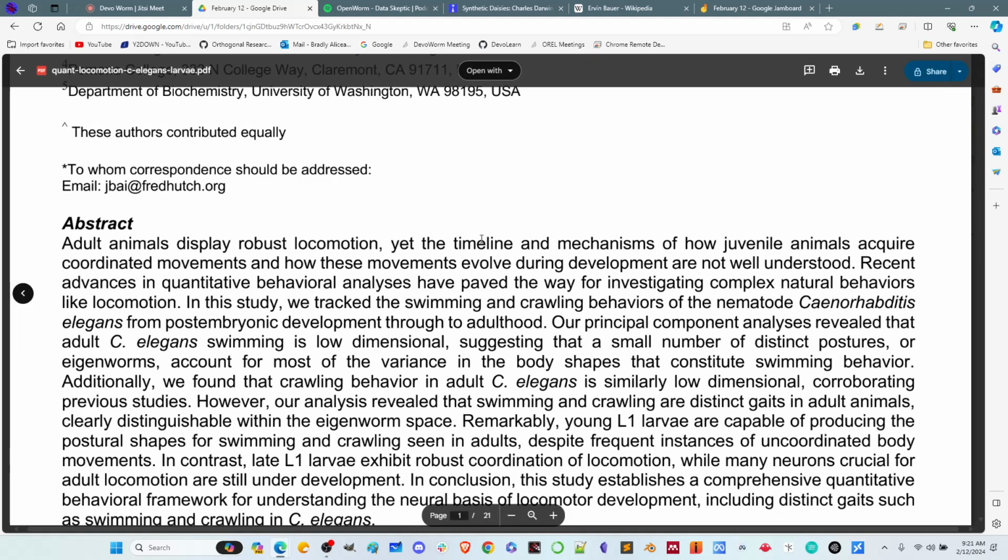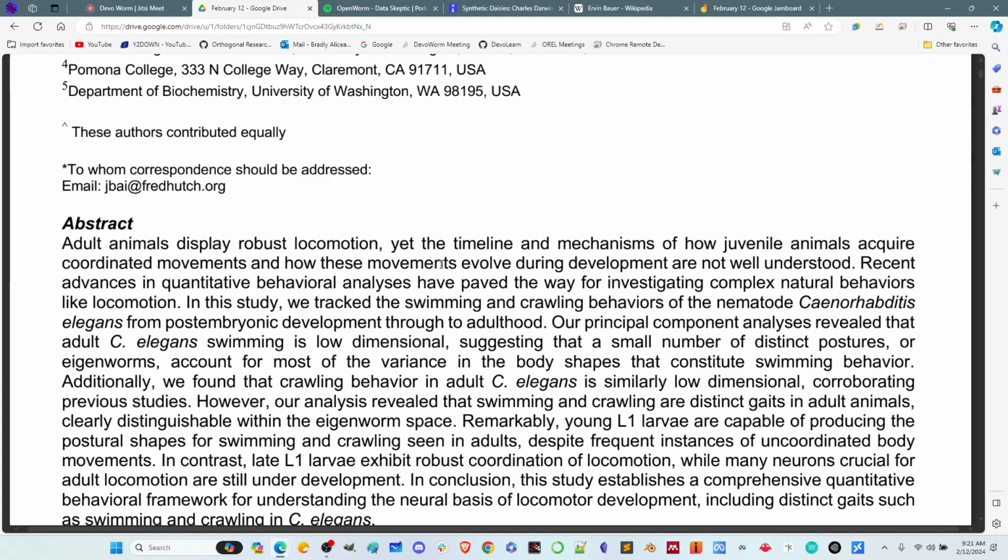Adult animals display robust locomotion, yet the timeline and mechanisms of how juvenile animals acquire coordinated movements and how these movements evolve during development are not well understood. So we have the adult movements characterized. In fact, in OpenWorm, one of the main imperatives of the project is a movement database where they've gathered a bunch of microscopy images. You'll have C. elegans in a culture dish, and you can take an image of them crawling on the gel that we usually plate them on. You get the movements they make towards food or whatever. Sometimes they're quiescent, meaning they stay still, but sometimes they move around that space and interact with each other and eat food and things like that.